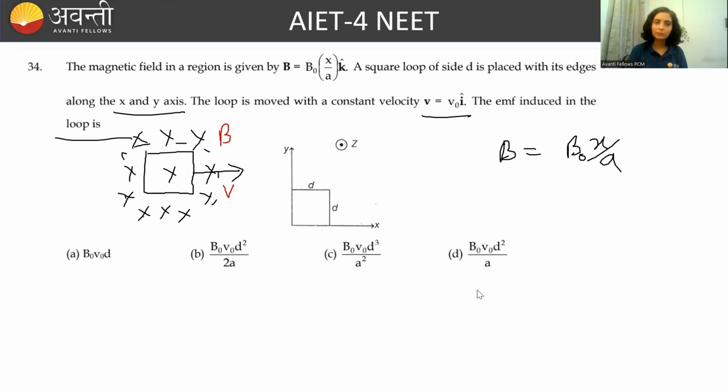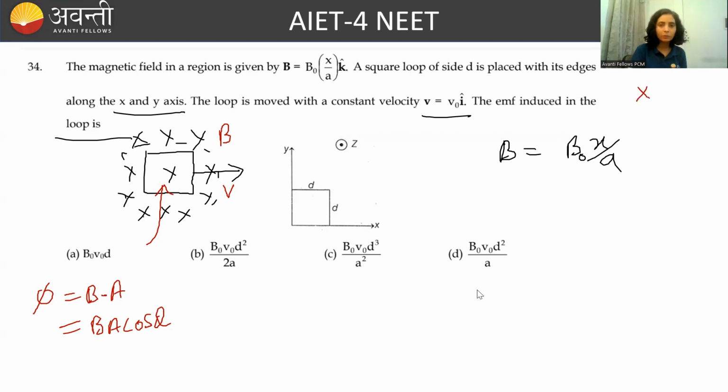EMF induced in this? If you look at it plainly, what is happening here is the magnetic field is constant, area is constant, so flux is what? B dot A, BA cos theta. B is constant, A is constant, theta is also not changing. So induced EMF will be zero, right? It looks like that, doesn't it? And it is indeed so. This is true.